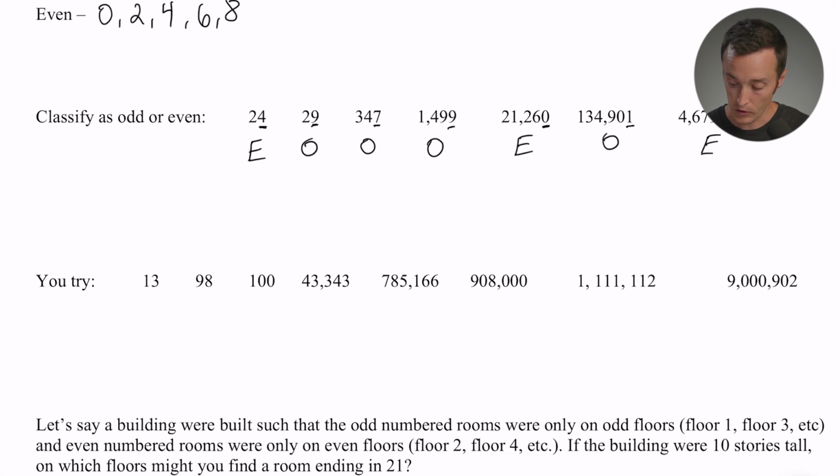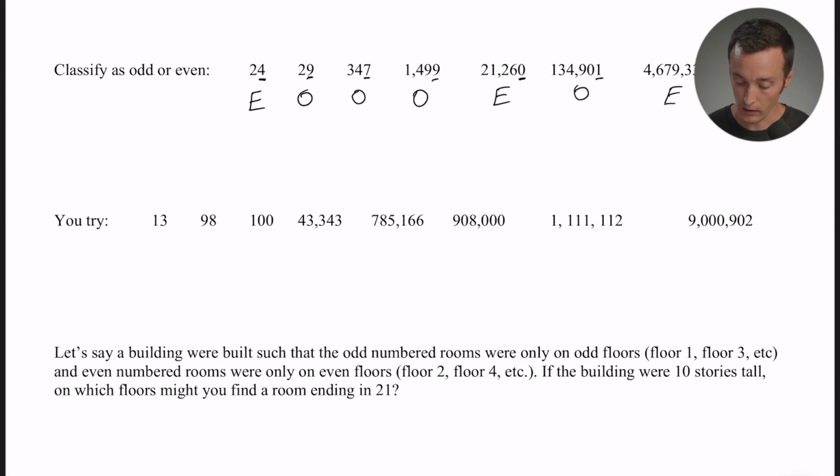So assuming you've had a chance to take a look at those other examples, let's read this word problem and see if we can figure out what they're trying to do here, because this is a real world example of how you might need to know the difference between odd and even numbers. So it says, let's say a building were built such that the odd numbered rooms were only on odd floors, and even numbered rooms were only on even floors. So if the building were 10 stories tall, on which floors might you find a room ending in 21?